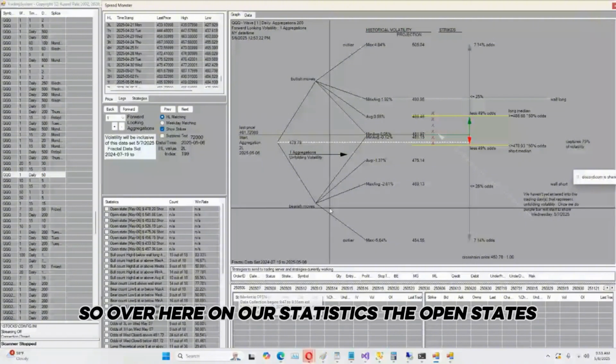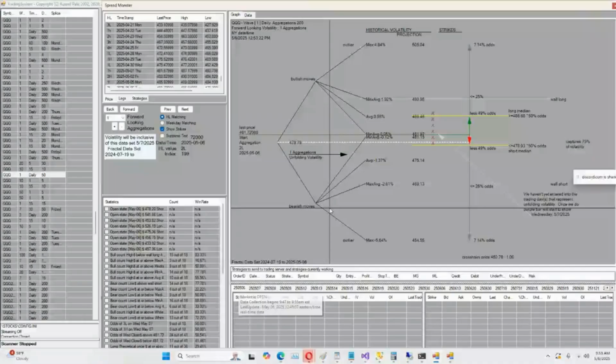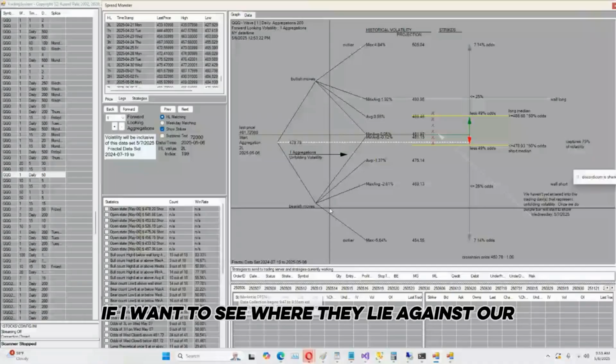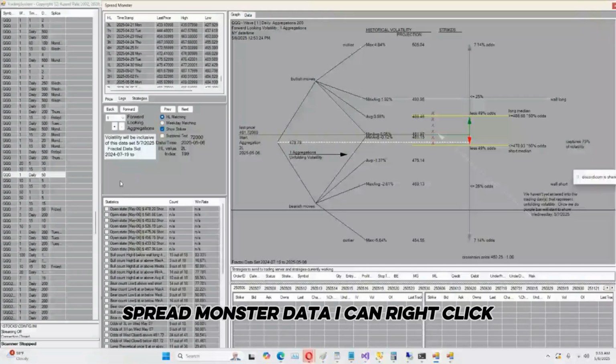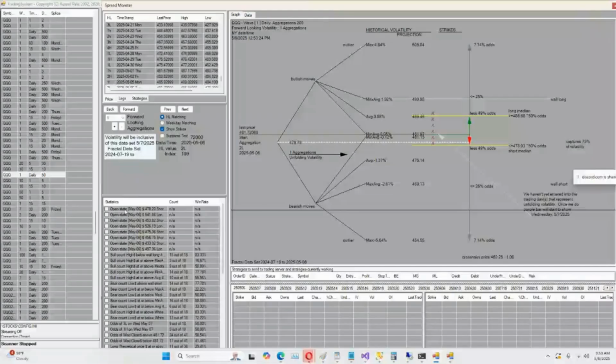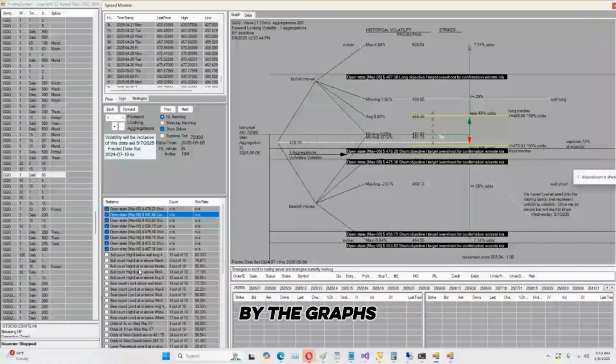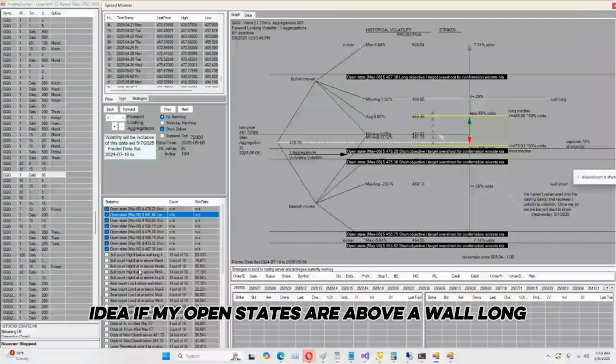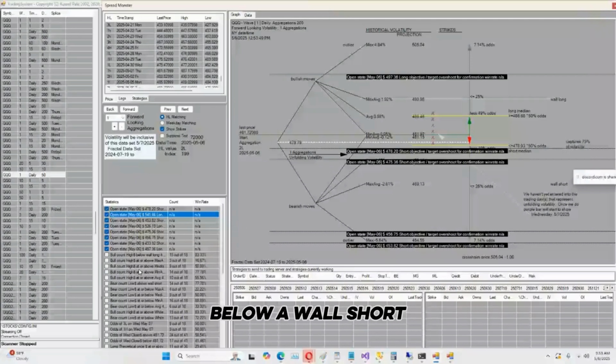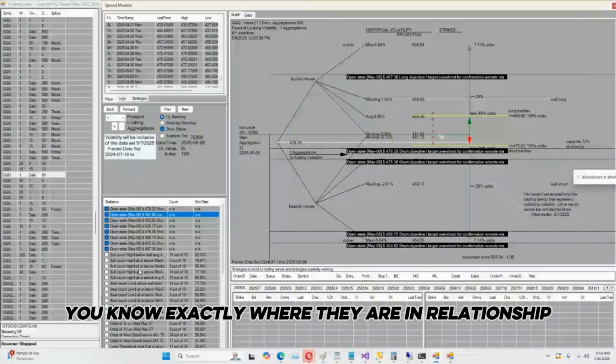So over here on our statistics, the open states, if I want to see where they lie against our Spread Monster data, I can right click and I can check on all open states. That's showing me the graphs, an idea if my open states are above a wall long, below a wall short, exactly where they are in relationship.